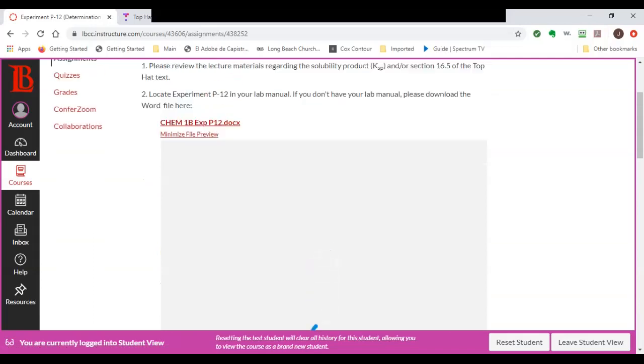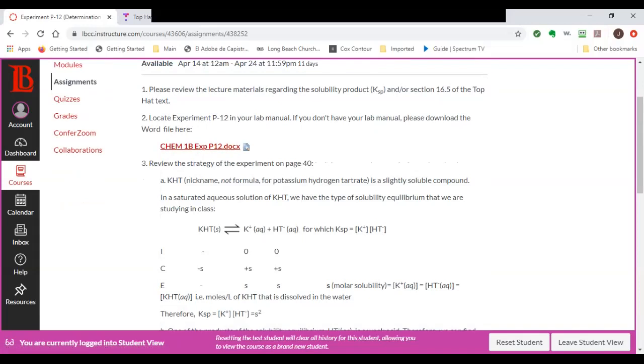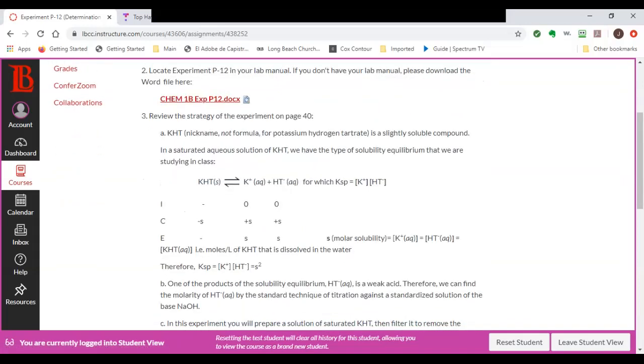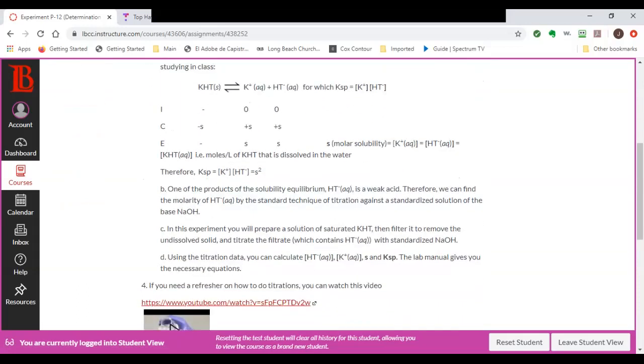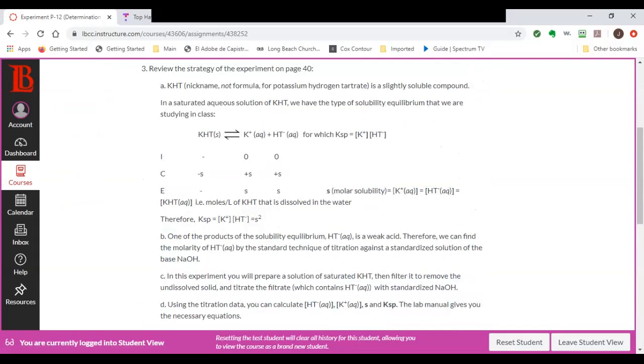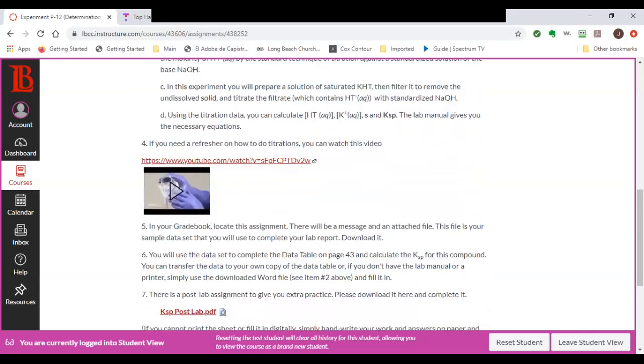It's very well explained, but just in case, I put in here a Word document file of it. If you need to see it, it's going to take a little while to load, so I'm not going to upload it. And then I give you here a review of the strategy. So read through that so you can find out what we're doing. Essentially, in this particular case, the compound, when it dissolves, produces an ion that is an acid. And so if we titrate the acid in that saturated solution, we can find out the concentration of it, the value of S, and we can go from there to calculate the KSP.